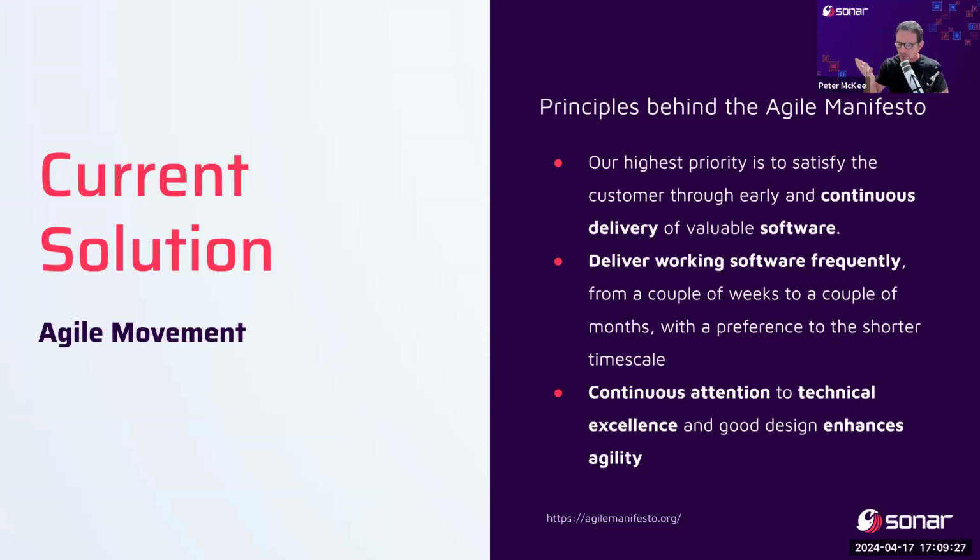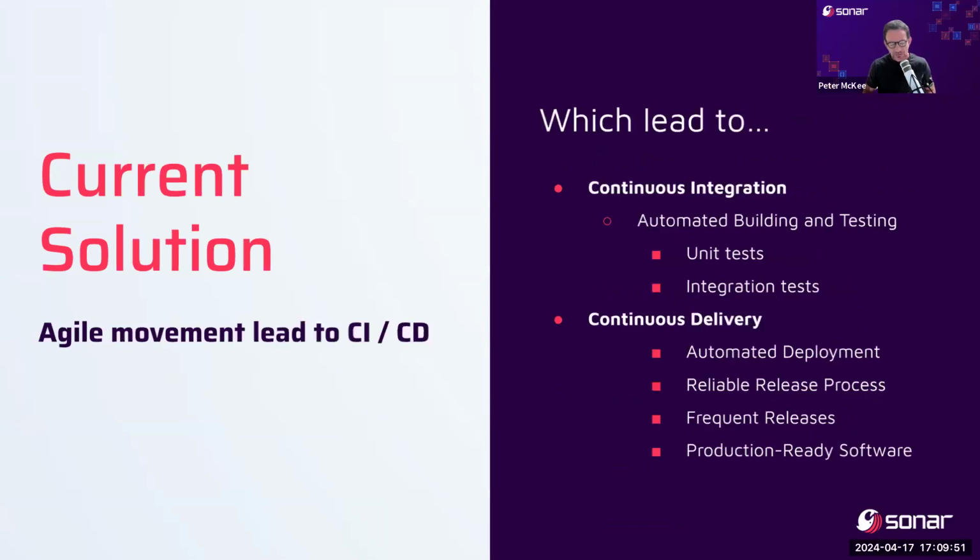So just a couple bullet points here. Highest priority is to satisfy the customer through early and continuous delivery of software. Deliver working software frequently, continuous attention to technical excellence and refinement, right? So you're seeing these continuous themes: deliver software quicker, get it to the customer quicker, get to functioning software faster, right? And let's iterate. And so that kind of led us into continuous integration.